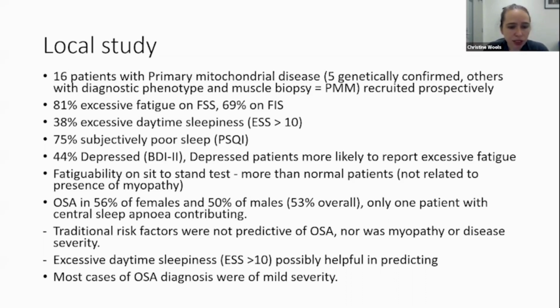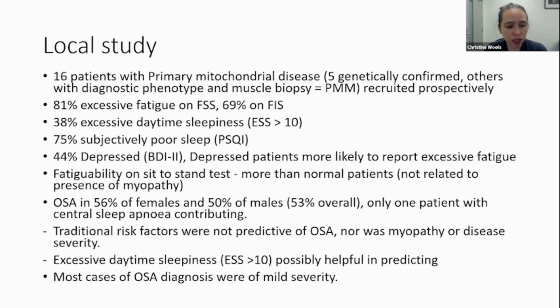38% had excessive daytime sleepiness, so that's the Epworth sleepiness scale of propensity to fall asleep during the day. 75% had subjectively poor sleep on a different scale. There were 44% that had depressive features on the Beck depression scale. It's not a diagnostic scale for depression, but it can detect depressive features. And the patients that had reported a diagnosis of depression previously both had depressive features in the diagnostic range. They had fatigability on sit-to-stand test more than a population of normal patients.